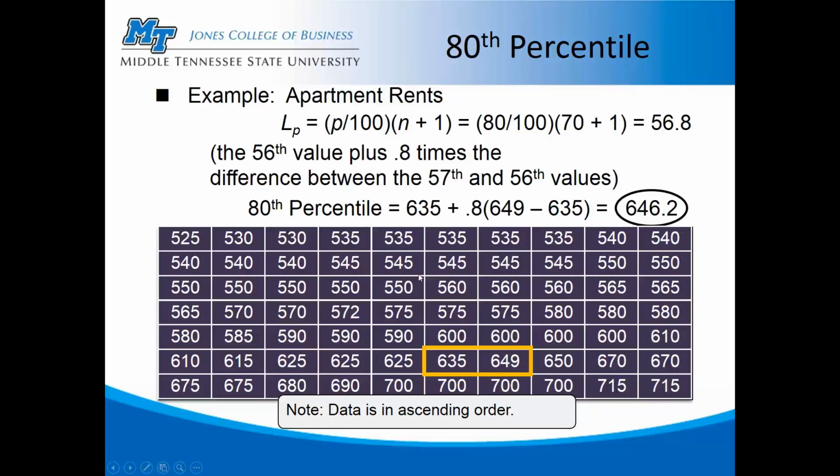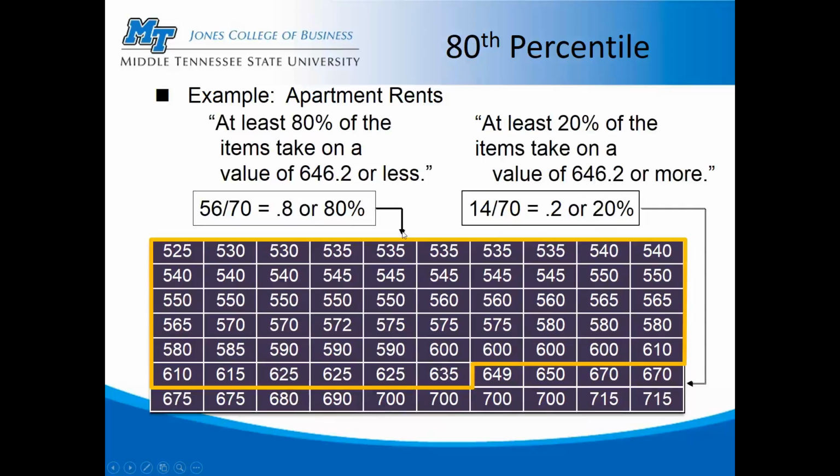80% of these numbers are less than or equal to 646.2. Now since 80% of them are below it, 20% of them are above it. So 20% of the values are greater than or equal to 646.2. And that's what's illustrated on this slide. But that breaking point right there is where the 80th percentile is. It's 80% of the way between the one in location 56 and the one in location 57.